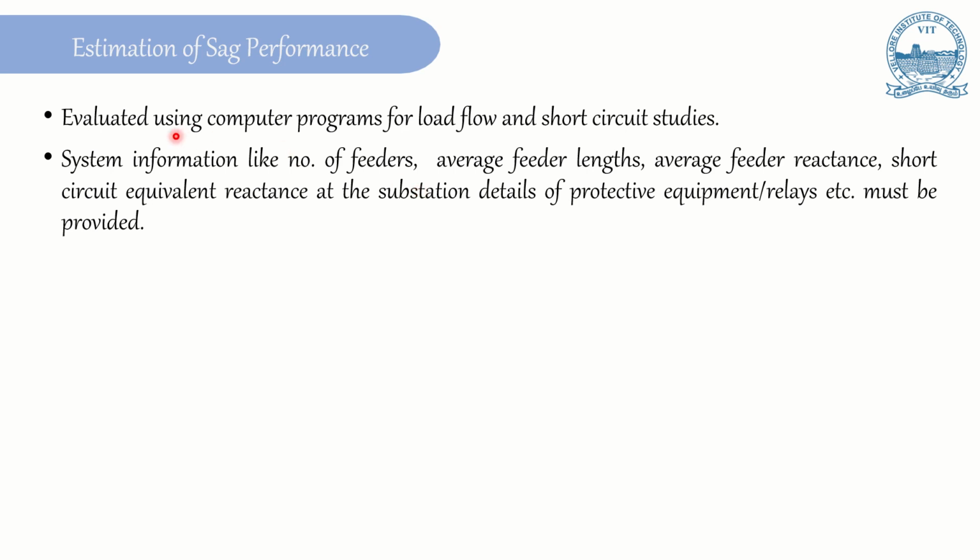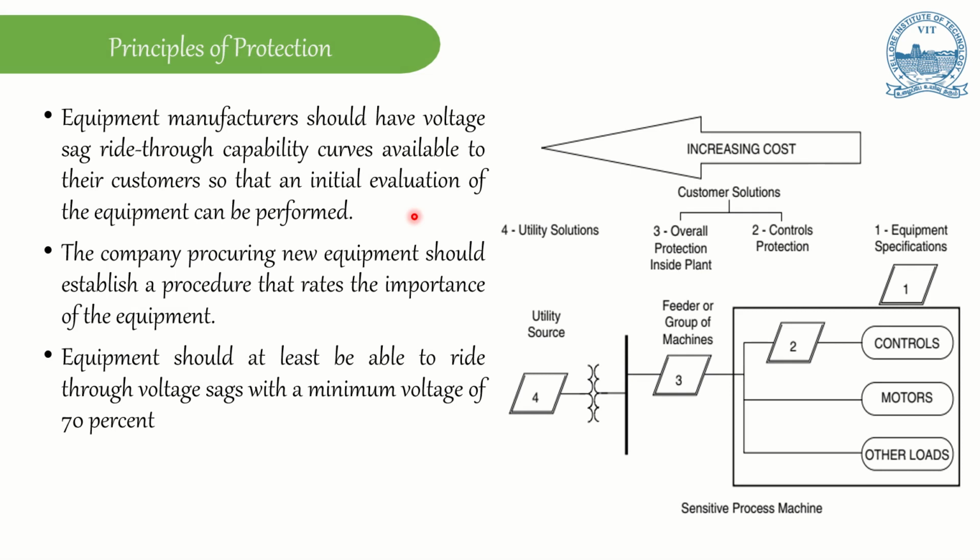So now in this, we need to rely on computer programs for running the load flow and the short circuit studies on the given system. While performing this, we need some minimum set of data, like the number of feeders, the average feeder length, average feeder reactance, short circuit equivalent reactance at the substation, and the details of the protective equipments and the relay and its corresponding settings. All these things must be provided into the computer program before running the load flow and short circuit studies. So based on this, we need to plan for the protection, right?